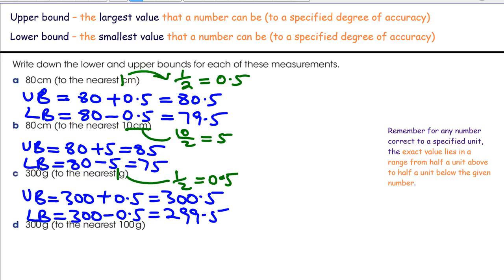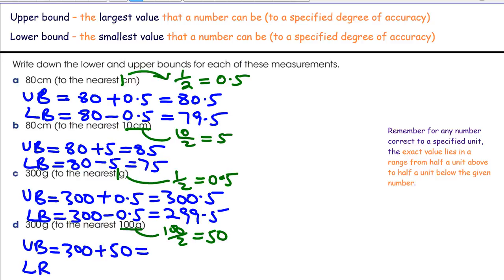Next, 300 grams to the nearest 100 grams. So take 100, divide by 2, which is 50. So upper bound will be 300 plus 50. Lower bound will be 300 minus 50. So that will be 350 and 250.